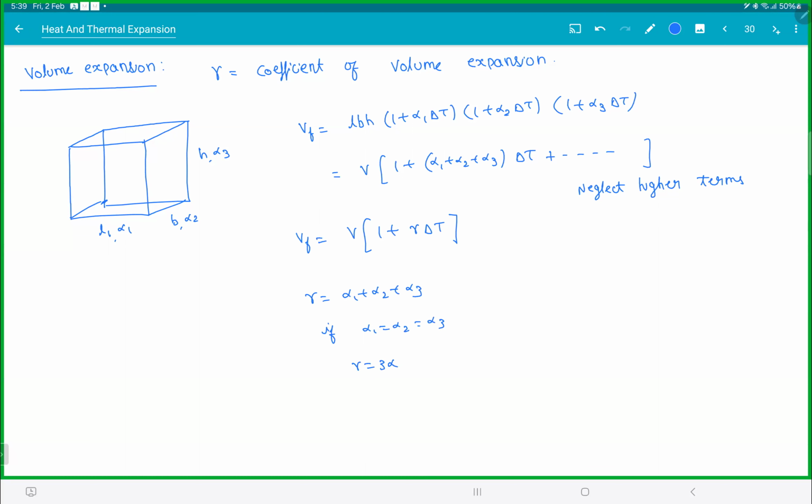These kind of dumb questions did come in CET. They said alpha 1 is equal to alpha 2, and alpha 3 is 2 times alpha 1. And then said find gamma. People were confused, because everyone just mugged up gamma is 3 alpha.